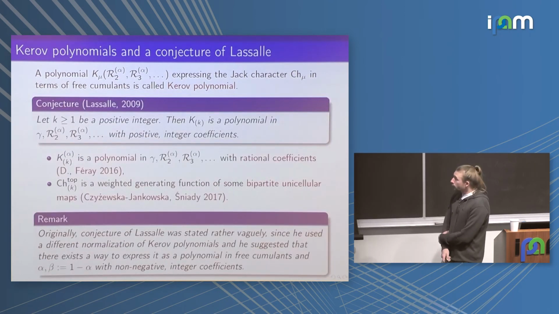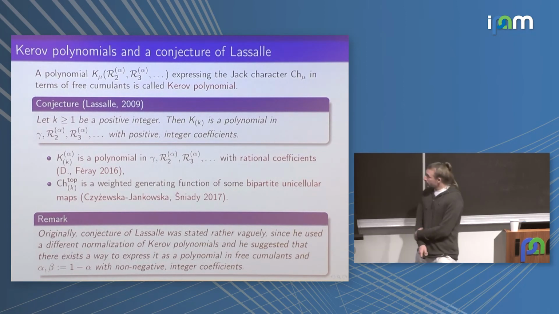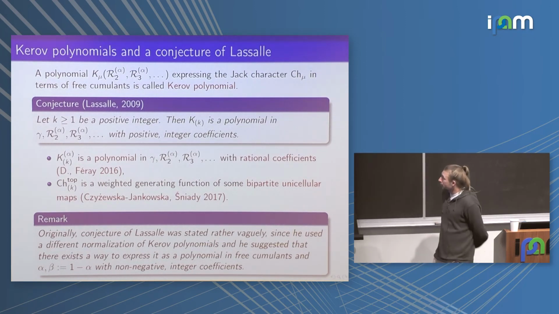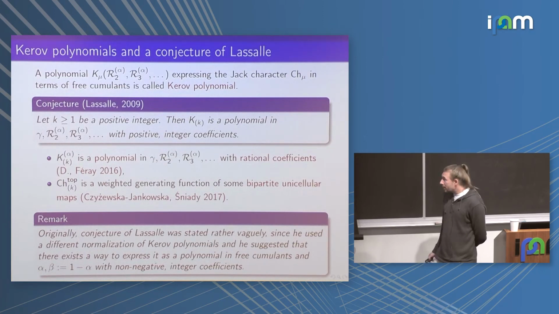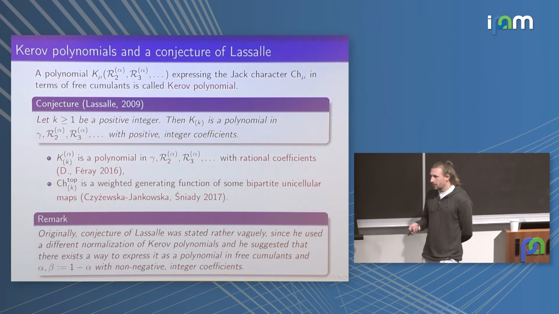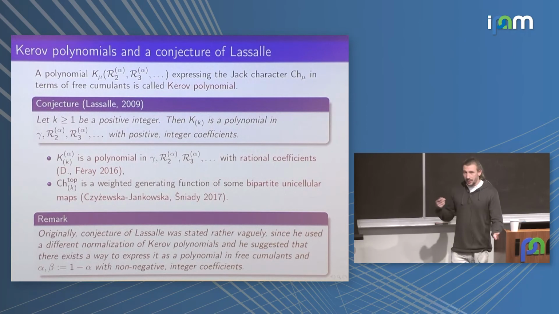Now I'm going to tell you what we know and what we do not know. We do not know much. There is a conjecture of Lassalle which says what I just mentioned, that this is a polynomial in gamma and free cumulants with positive integer coefficients. We only know that this is a polynomial with rational coefficients, and we also understand this top part that I highlighted. And this top part, we understood it in terms of something which is called maps.